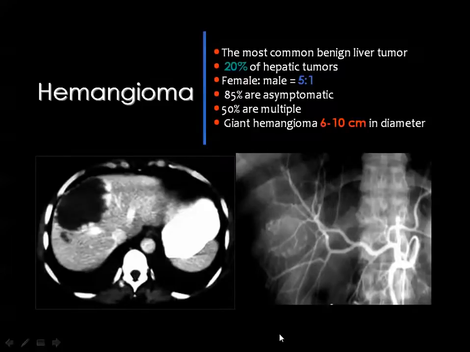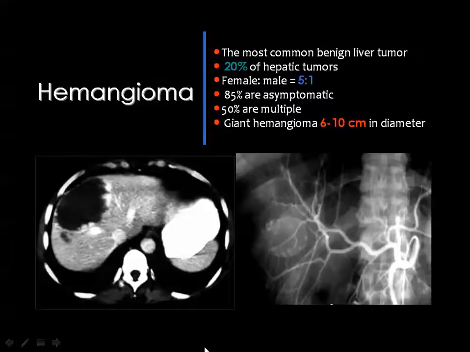Then the third one in this category is the hemangioma, which is considered the most common benign hepatic tumor, and it represents about 20% of the hepatic tumors and is more common in females compared to males and is usually asymptomatic. Sometimes or many times a hemangioma can be multiple, and if the hemangioma reaches the size of 6 to 10 centimeter in diameter, it is known as giant hemangioma.